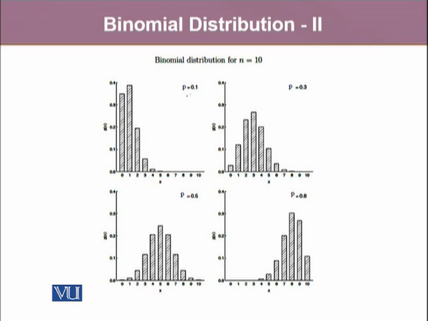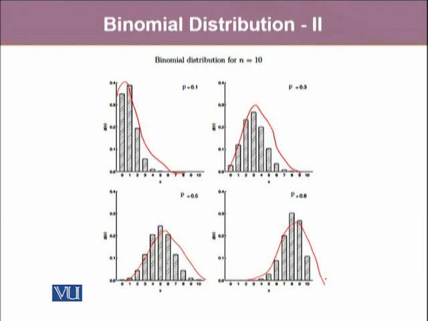That is, when p is 0.1, it shows a positive skew. At 0.3, it shows kind of symmetry, but still a positive skew. At 0.5, it is symmetric, and at 0.8, it is negatively skewed.